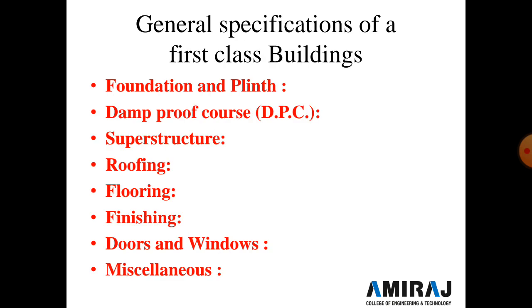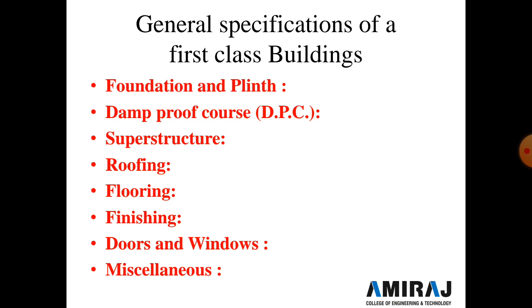So in the next slide we discuss the general specification of a first class building. Here different parts of the building or different works are given. First is the foundation and plinth. The foundation and plinth shall be of first class brickwork in lime mortar or of a ratio of 1:6 cement mortar over lime concrete or 1:4:8 cement concrete is generally used.